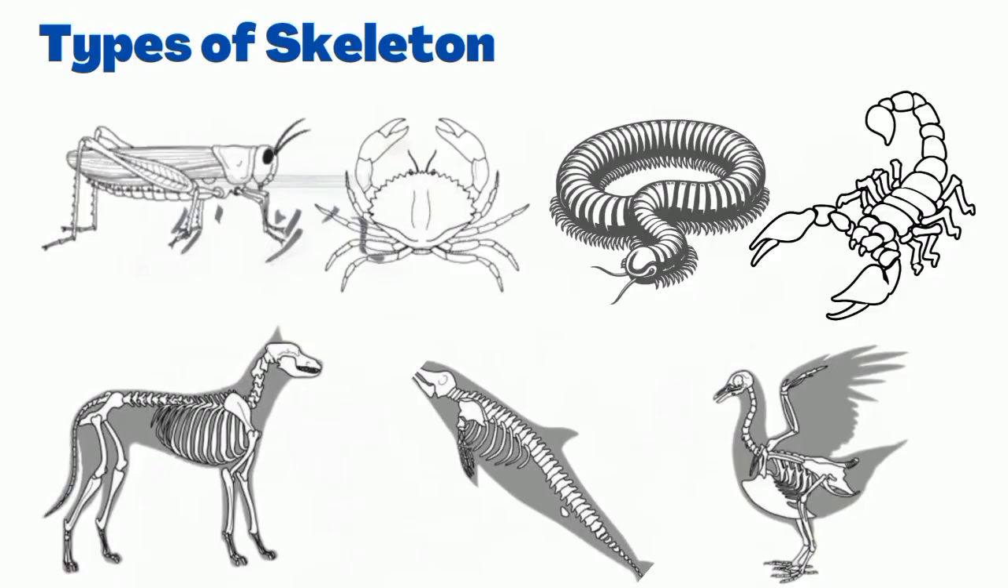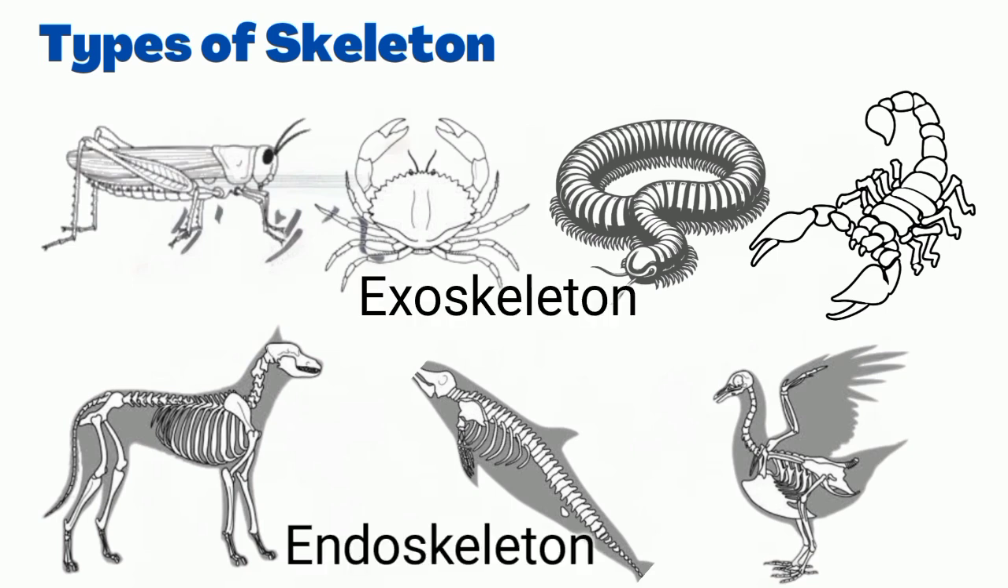Types of skeleton. There are three main types of skeleton. These are exoskeleton, endoskeleton, and hydrostatic skeleton. Let's look at them one after the other. Hydrostatic skeleton. This is the type of skeleton possessed by soft-bodied animals. They are made up of fluid called synovial fluid.